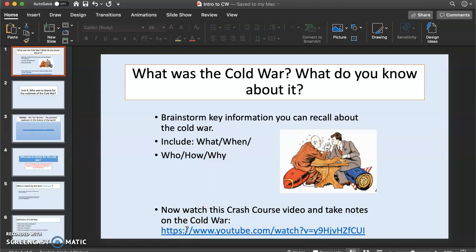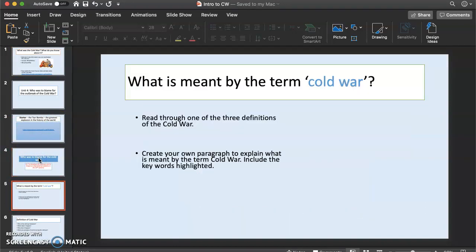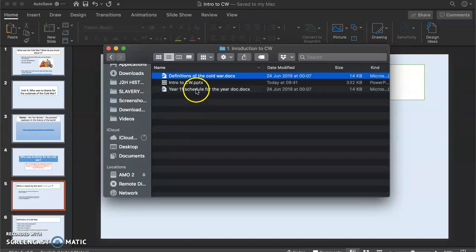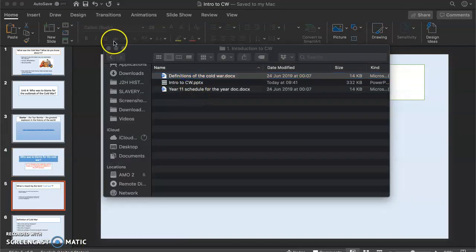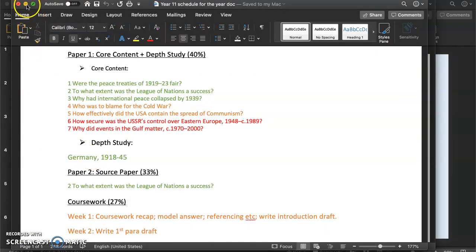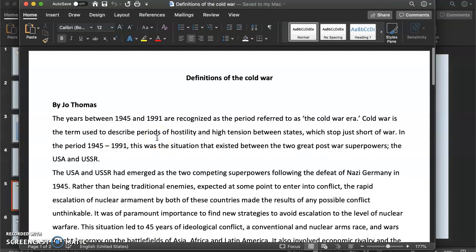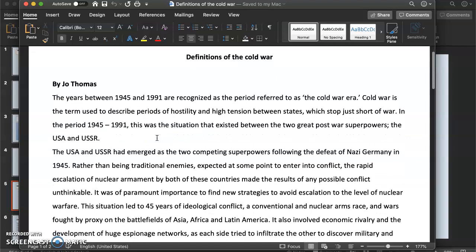Lots of information there. It's about 5 minutes long, and it goes through the Cold War in its entirety, but in a very fast way. Right. What I want you to do after that then is I'd like you to open up the definitions of the Cold War, read through this, and start highlighting some of the key definitions, key sort of phrases and terms.